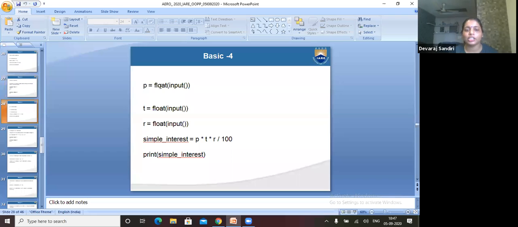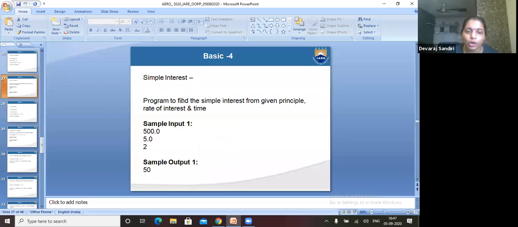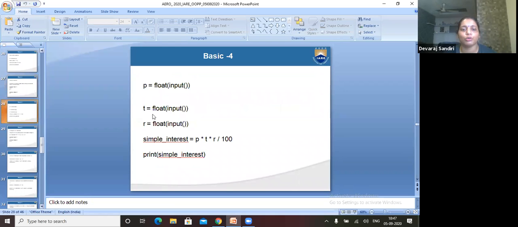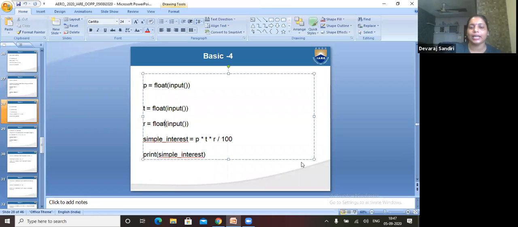Okay. P is equal to float of input. I taken P is equal to, okay, good. P is equal to principal amount 500.0 means this is float, and rate of interest is 5.0. This is also float, and time is equal to 2. This is integer. So 2 floats we taken, and time is equal to integer we have to take.